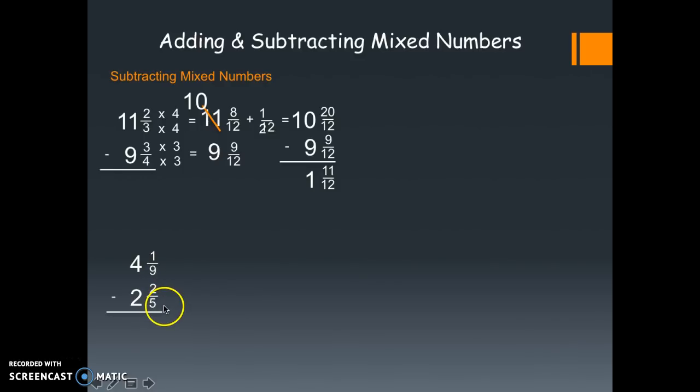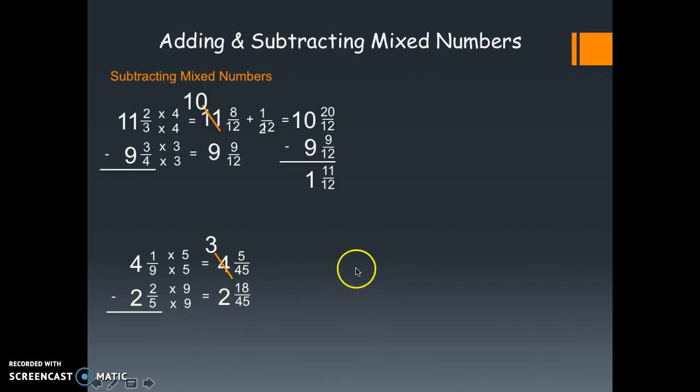Different denominators. I can't divide 9 to get 5, and I can't multiply by something to give me 9. So I'm going to multiply these denominators together and get a common denominator of 45. 5 minus 18 is not going to work. So what am I going to need to do? You said borrow, you were correct. So the 4 becomes 3.